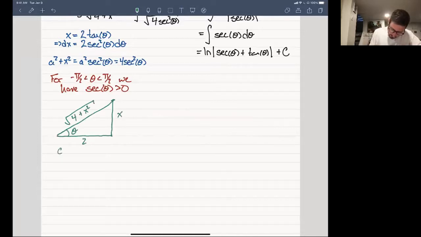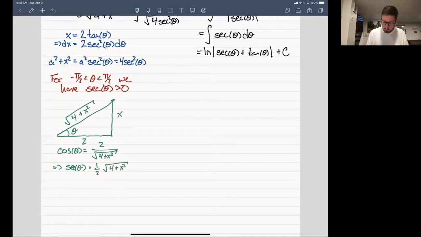So this tells me that cos of theta is equal to adjacent over hypotenuse. So 2 over the square root of 4 plus x squared, just like I said in the theoretical discussion at the beginning. And this tells me that secant of theta is equal to, we're going to invert that fraction. To make it look a little prettier, let's write it as 1/2 of the square root of 4 plus x squared. But now we've got all that we need to do the back substitution.